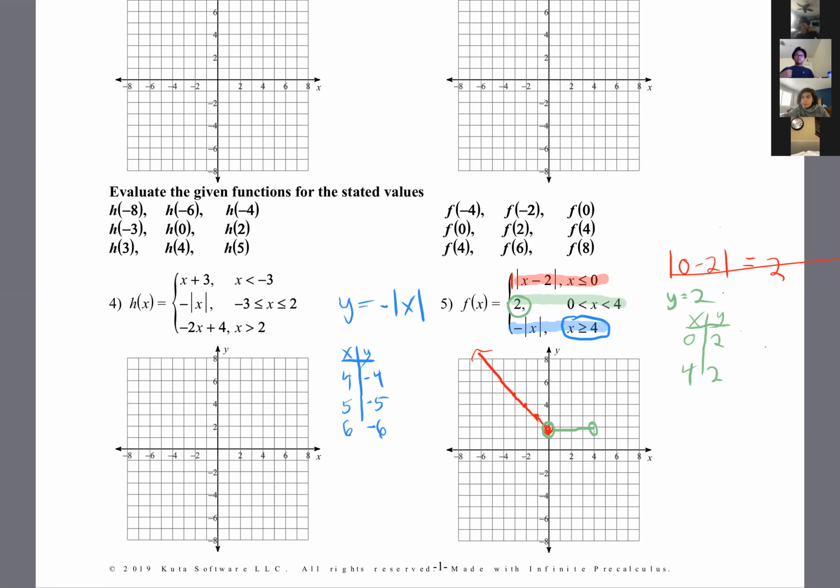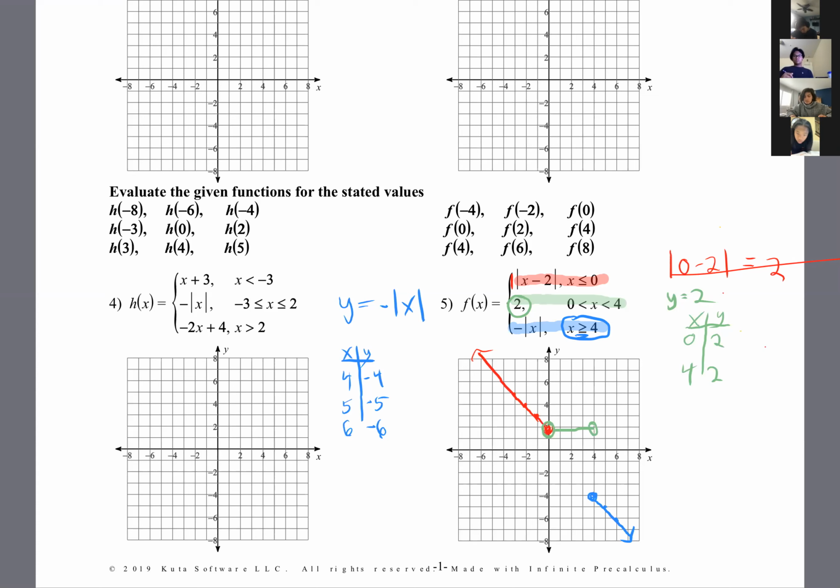So I have 4, -4 as the first point. I'm going to put a circle there. Then 5, -5, I'll put a point there, and 6, -6, I'll put a point here. Do I fill in this circle? Yes, we do, because this one says or equal to 4. If it's or equal to, you just fill in the circle. Then I'll draw the rest of the graph like this. Okay, so we are now done with the graph.